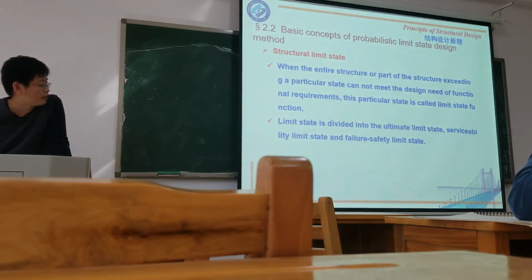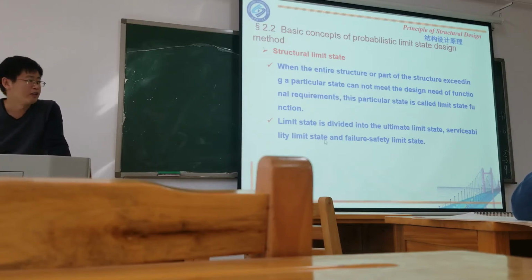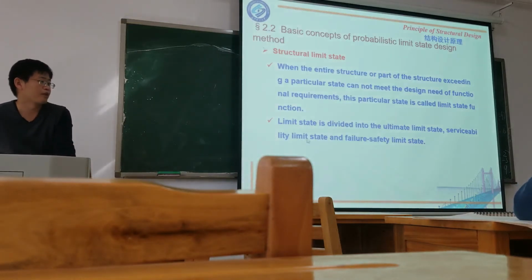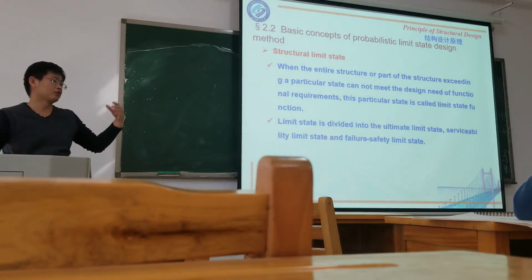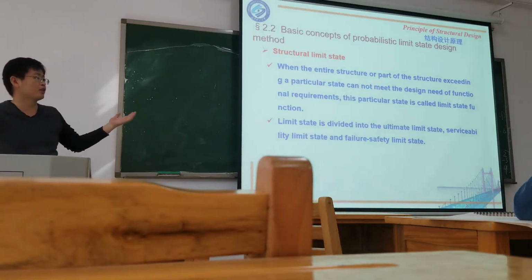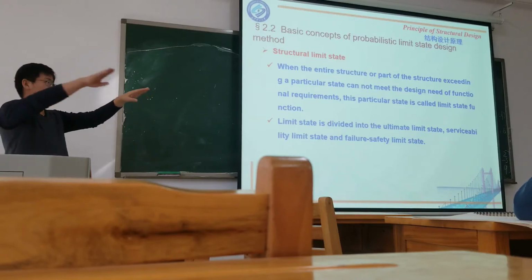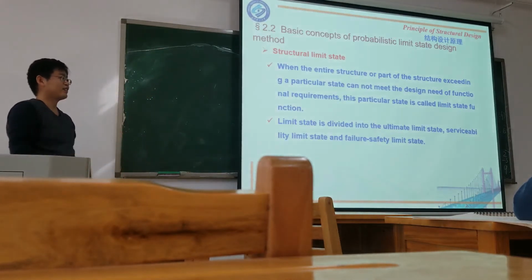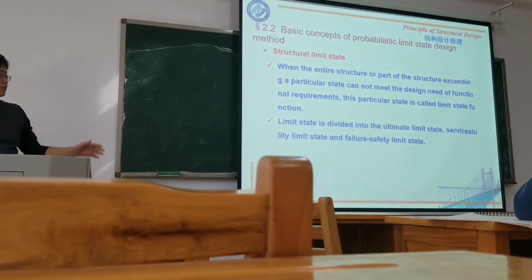The ultimate limit state actually refers to the load carrying capacity. Once this limit is exceeded, the structure will collapse or be destroyed. For the serviceability limit state, once this limit is exceeded, the structure may have very large deformation, very large cracks, or very large crack stress. But the structure may still be okay, it doesn't fail or collapse, but it cannot be used normally. For example, a bridge with large deformation may fail to let vehicles drive across, so it cannot be used normally.